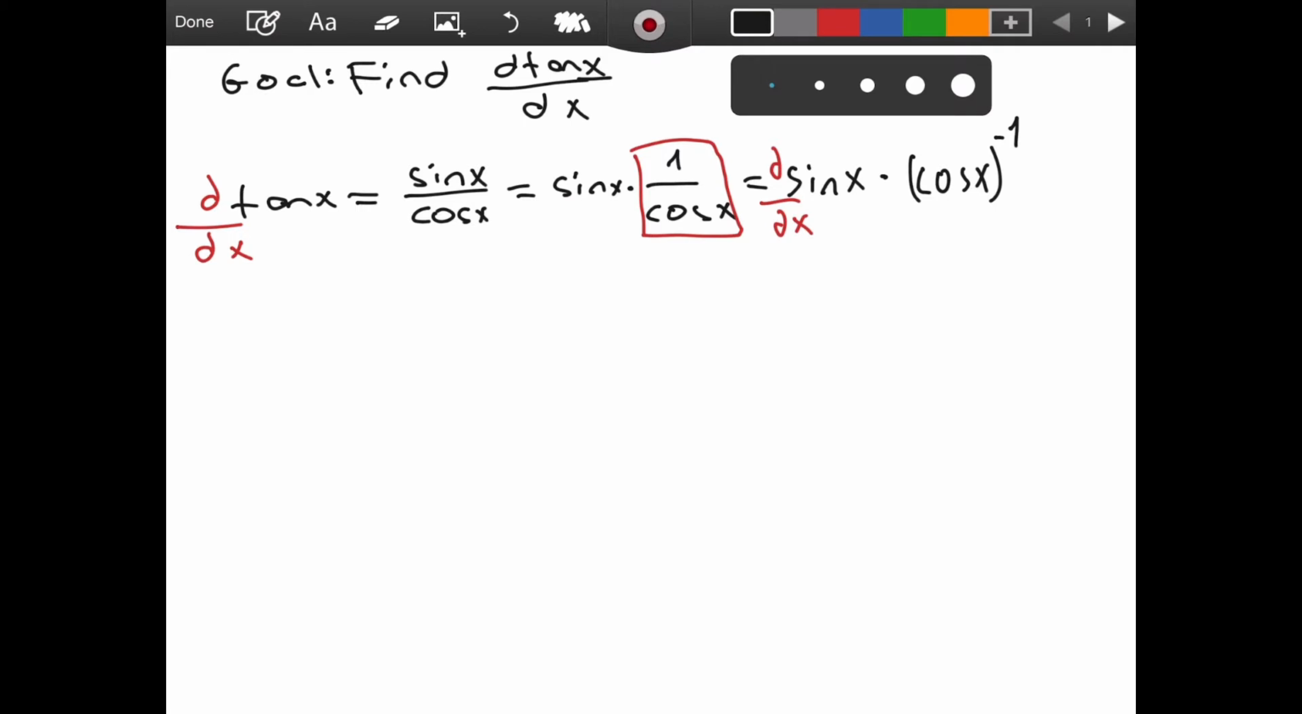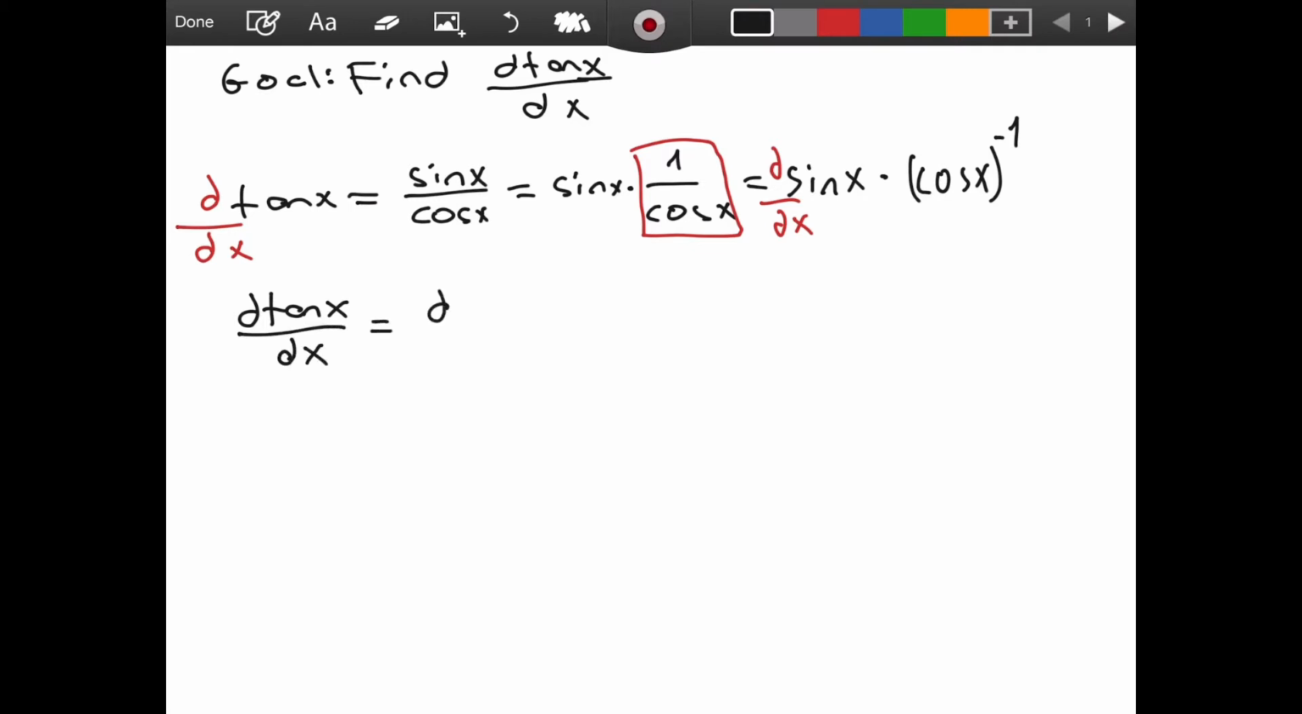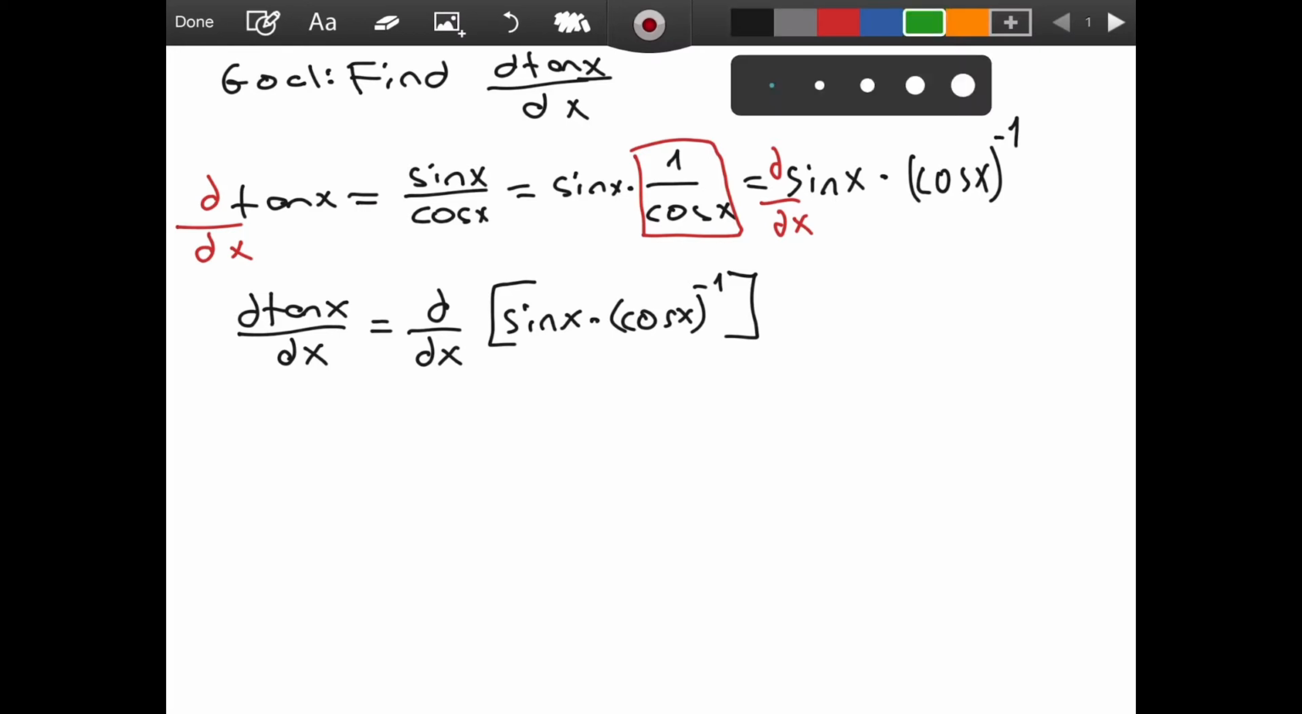so that we have what we are trying to find, which is d tangent of x, dx on one side, and we have sine of x times cosine of x raised to the negative first power on the right side. If you take a look at the right side of our equation, you notice that we have the derivative of a product. And there's actually a specific way that we can find the derivative of a product, which is called the product rule.